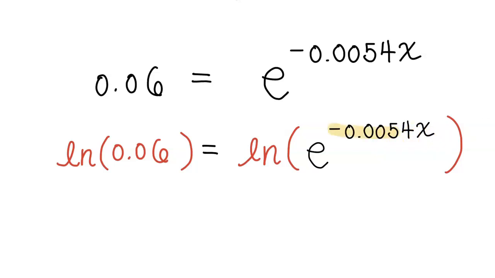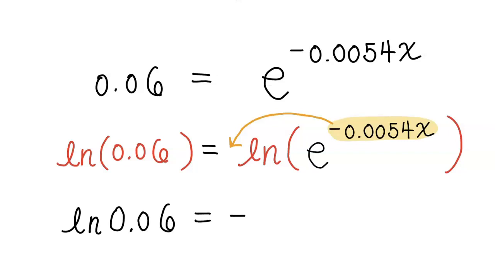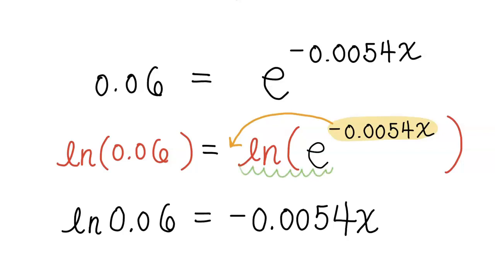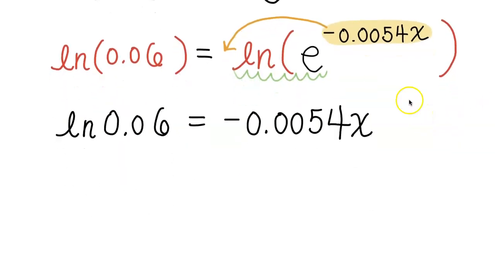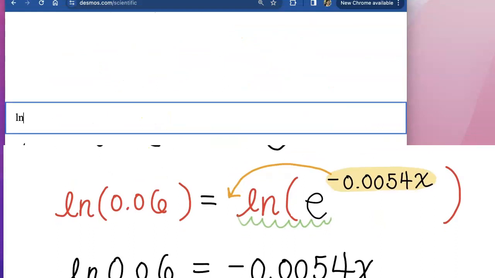What will happen? This exponent of negative 0.0054x will jump down to the front. So now we have natural log of 0.06 equals negative 0.0054x. Guys, I was about to write the next part down. Look at the next part: ln e. What is natural log of e? Natural log of e is just 1, okay? So that green underlined part right there is going to just become 1.